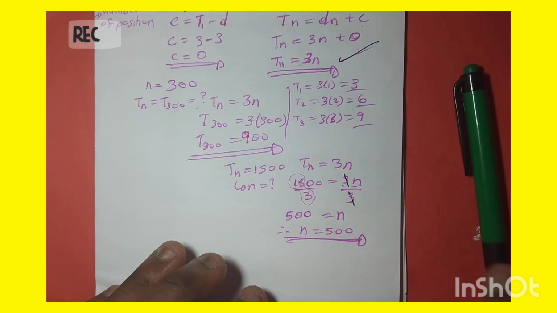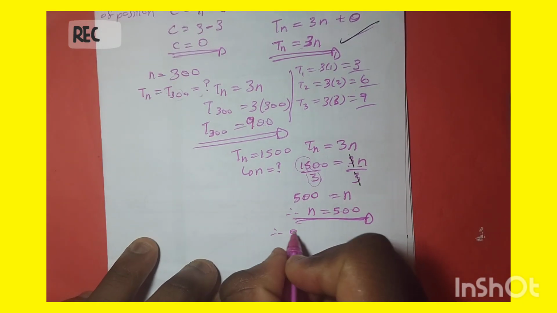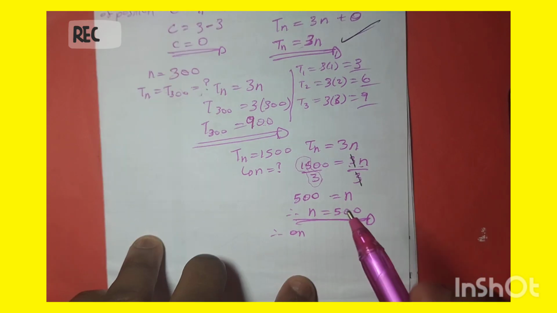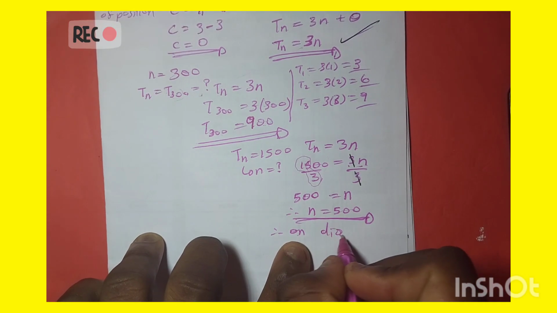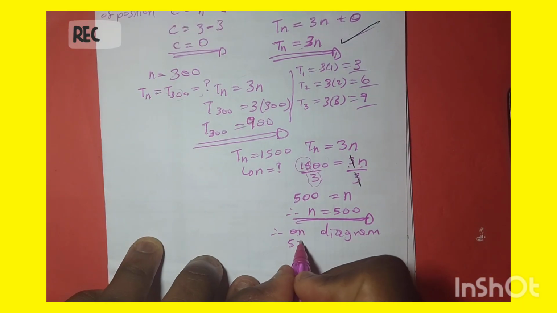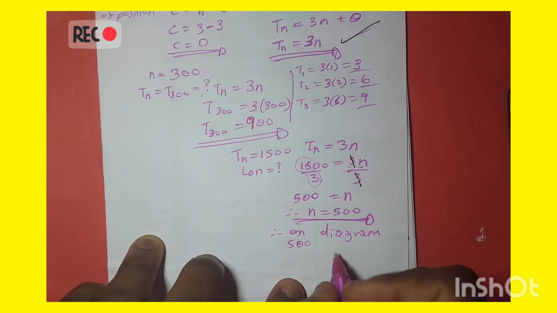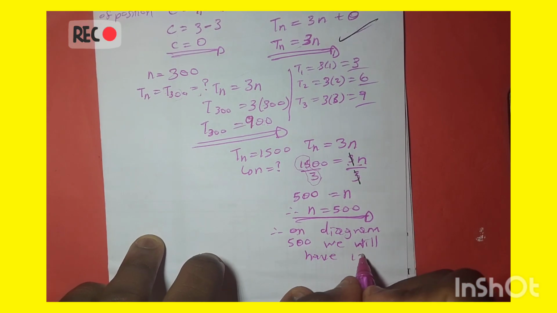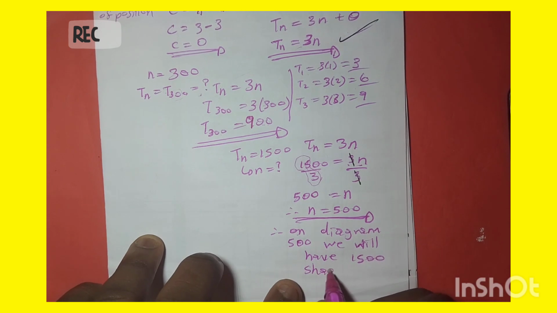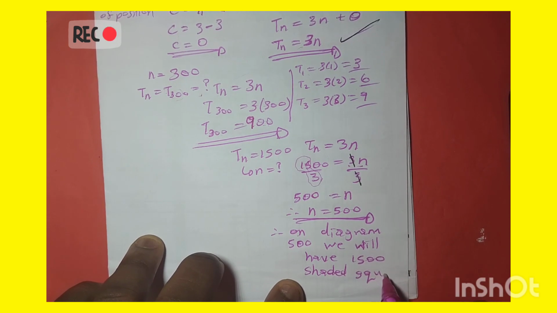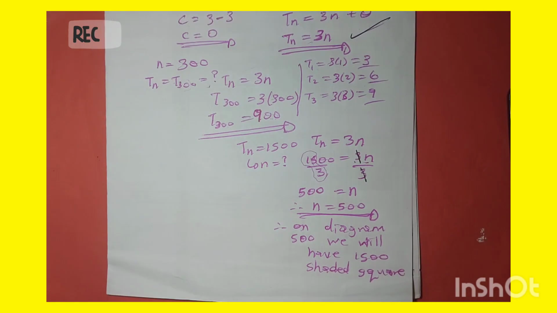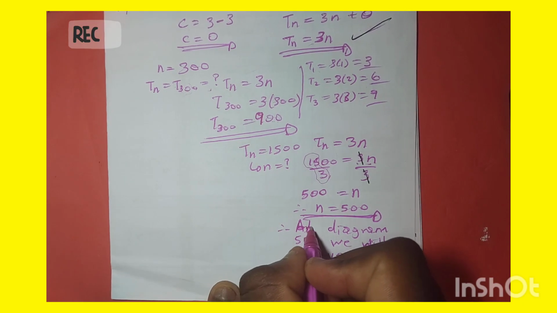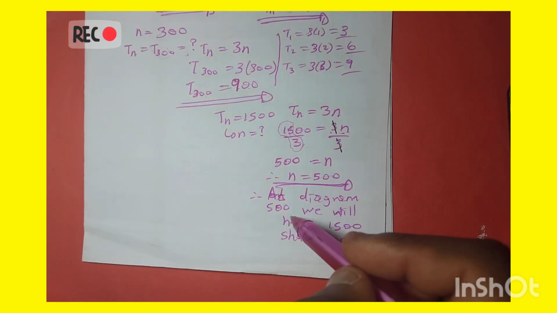And it's good, guys, to conclude. You can even say therefore on or in, whatever, guys. It's not my thing. So on diagram 500, we will have that number of shaded squares there. Yeah. So guys, I think there's supposed to be "at" there, at. But I hope you can get the idea there.